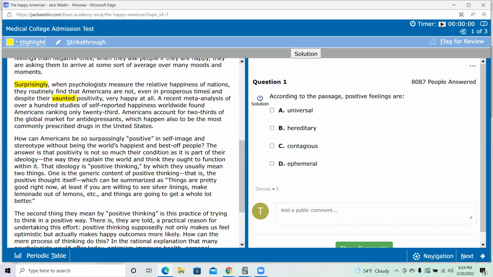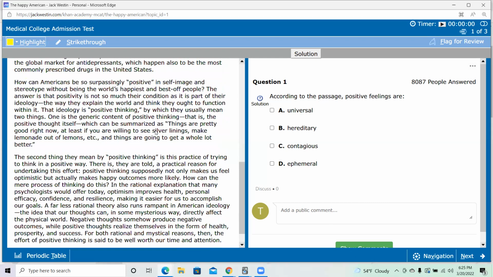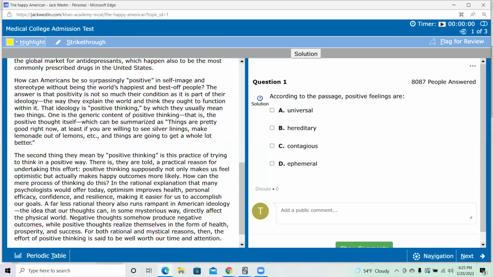So, a recent meta-analysis of over 100 studies of self-reported happiness worldwide found Americans ranking only 23rd. Americans account for 2/3 of the global market for antidepressants, which happen also to be the most commonly prescribed drugs in the United States. How can Americans be so surpassingly positive in self-image and stereotype without being the world's happiest and best off people? The answer is that positivity is not so much their condition as it is part of their ideology, the way they explain the world and think they ought to function within it.